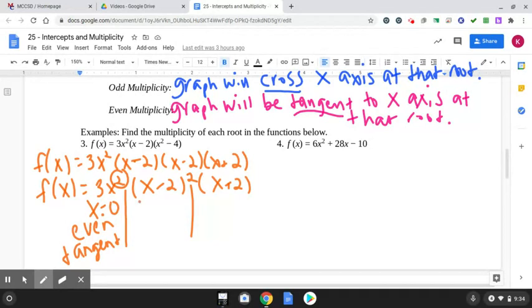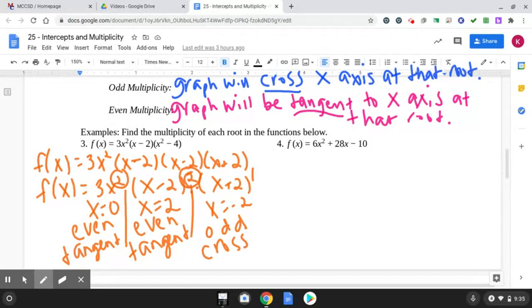X minus 2 squared, that gave you the root x equals positive 2. That is also coming from x minus 2 to the second. So because you have an even exponent, the multiplicity is even. It's happening twice. So because it's happening twice, it's also going to be tangent. The last one, x plus 2 to the first. There's no number there, so that's a 1. This gives you x equals negative 2. 1 is odd, so the graph is going to cross the x-axis at that point.